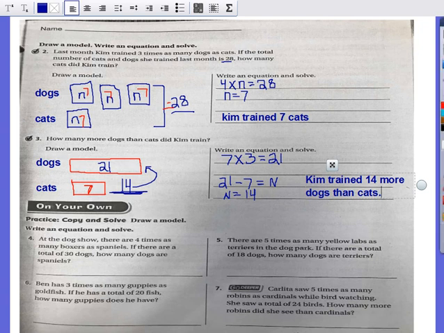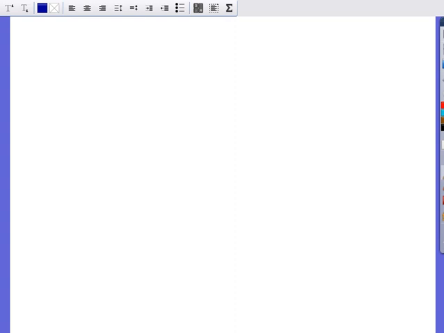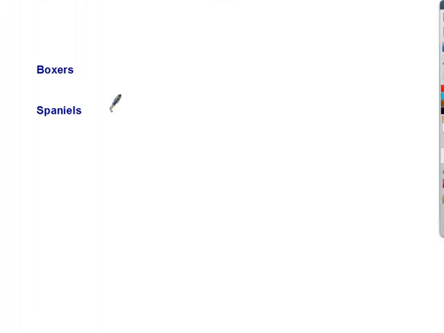Okay, so there's not a whole lot of room here for me to draw, so I might just go to the next page. Alright, so in the story here, I'm going to write boxers, and then on my other one I'm going to do spaniels. If I go back to the problem, it says at the dog show there are 4 times as many boxers as spaniels. So up here, I'm going to have 1, 2, 3, 4. 4 times as many, and spaniels just has 1. So this is 4 times bigger.